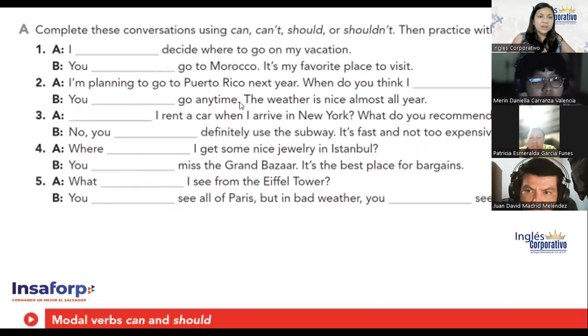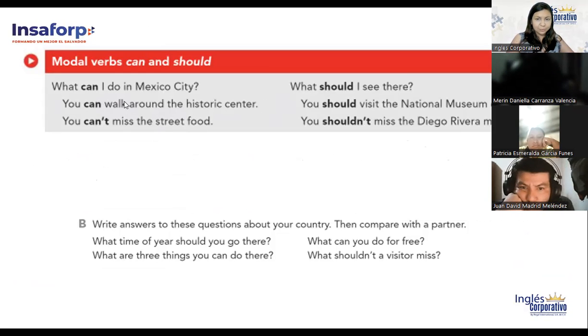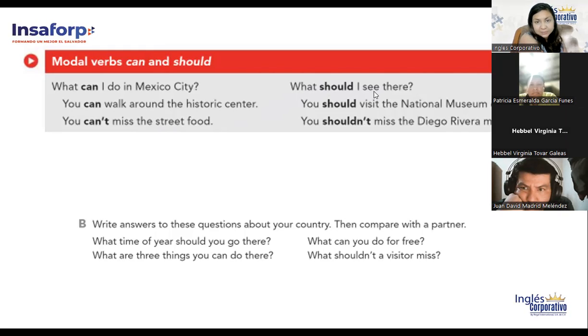So in here, we have the modal verbs can and should. The structure is the same for can and should: the subject, the auxiliary, can or should, and the base form of the verb. What can I do in Mexico City? You can walk around the historic center. You can't miss the street food. You have to try the street tacos. What should I see there? You should visit the National Museum of Anthropology, and you shouldn't miss the Diego Rivera murals. You should go there.